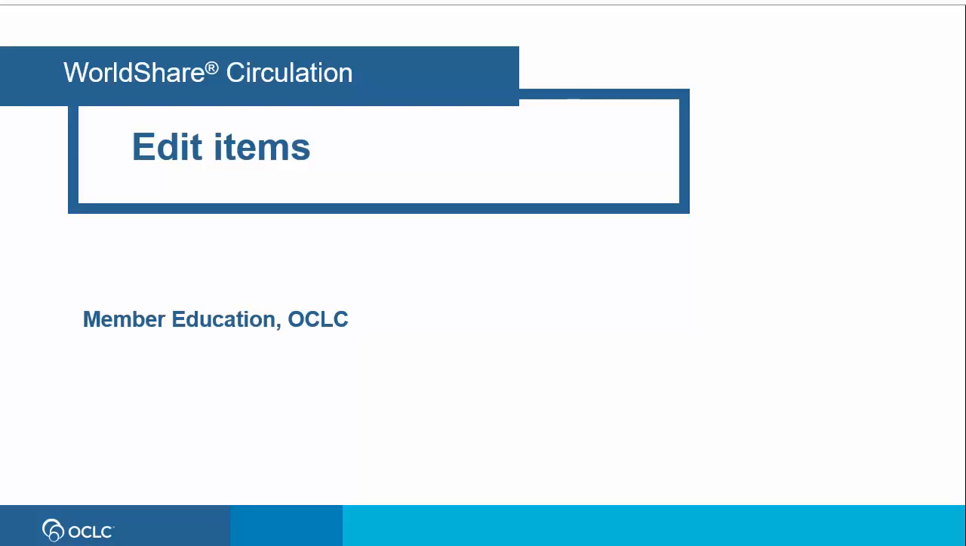In this video, you'll see how to edit an item, such as when you might need to change a barcode or a location for an individual item. I'll also show you how to do a bulk edit so you can change a shelving or branch location for multiple items at the same time.